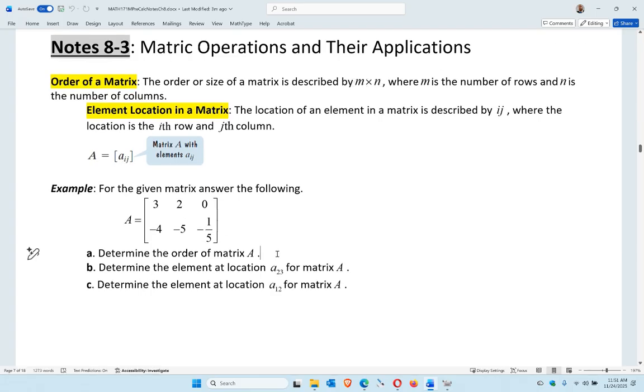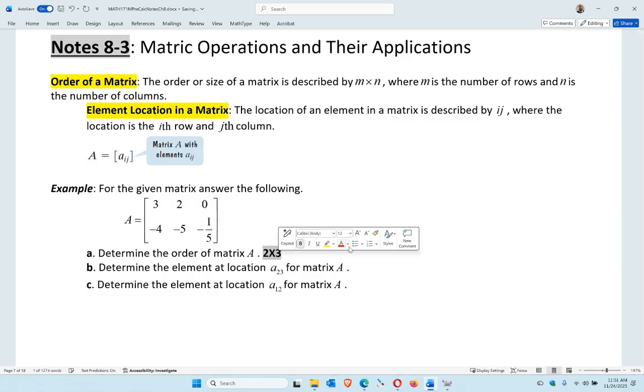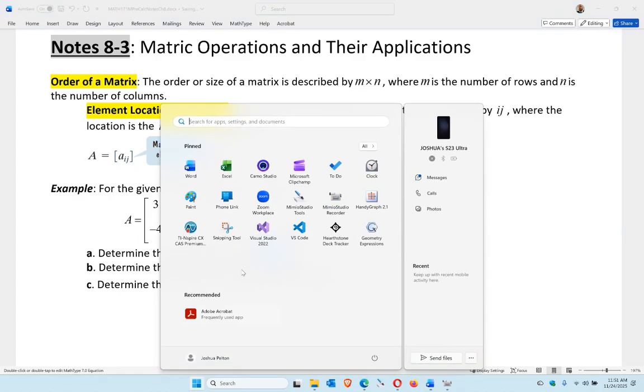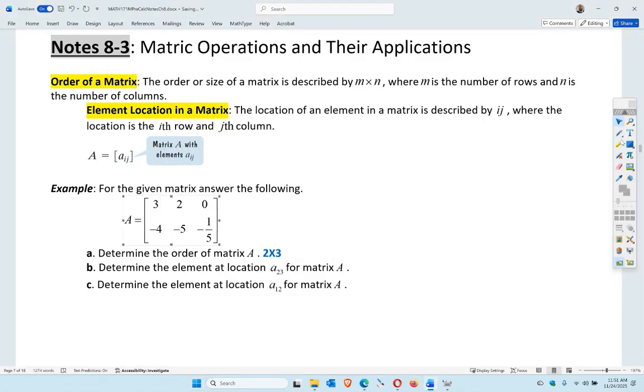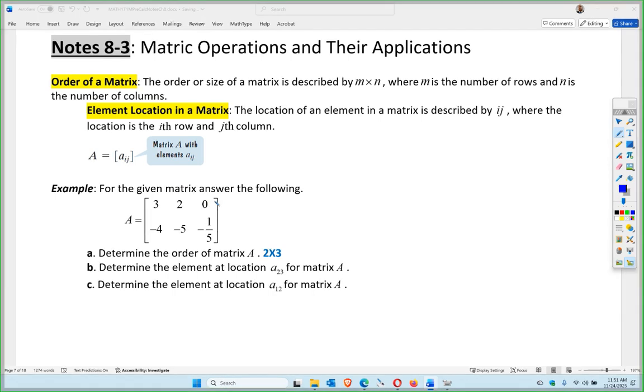So determine the order of A. Well, this is a 2 by 3 matrix because it is 2 rows and 3 columns, right? We'll make that blue, correct? Because it goes 2 rows this way and then 3 columns this way, right? Let me get my little pen out. Studio Tools, right? Okay. So we got 2 rows, correct? And rows go left and right, and then 3 columns.